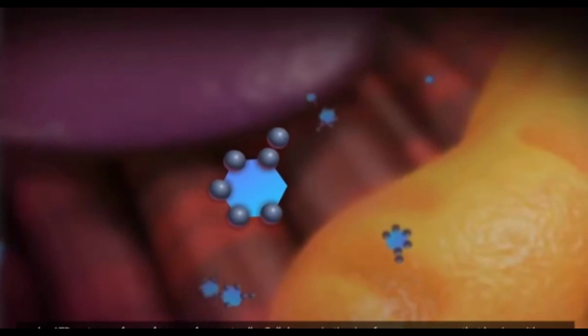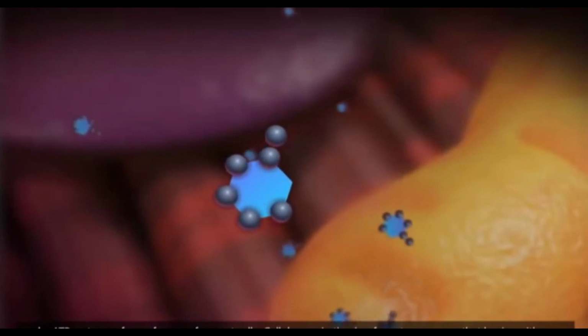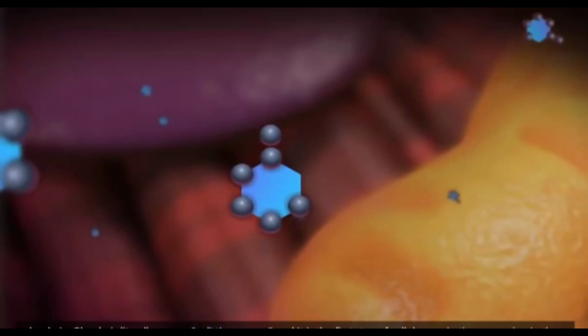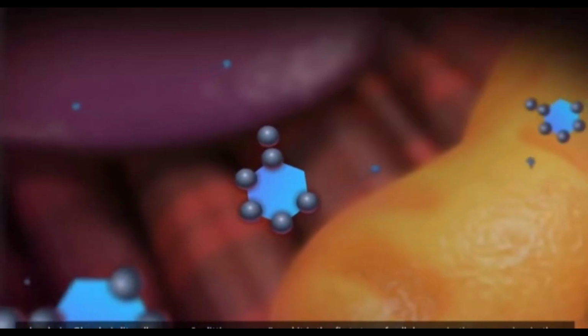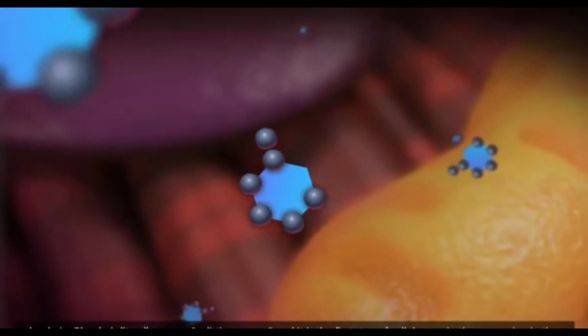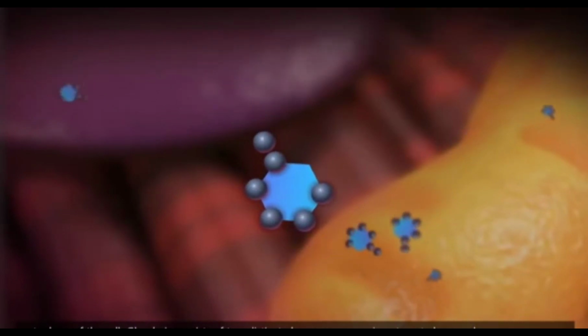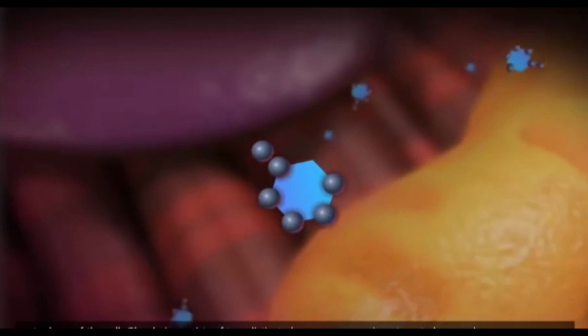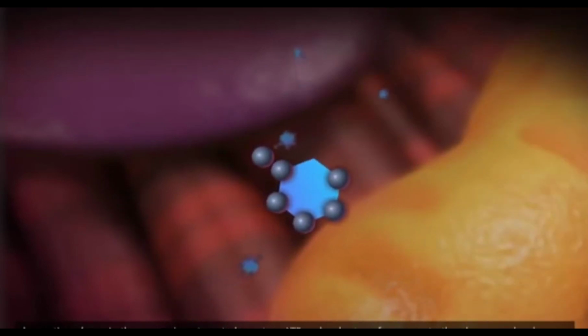Cellular respiration is a four-stage process that begins with glycolysis. Glycolysis literally means splitting sugars, and it is the first step of cellular respiration, occurring in the cytoplasm of the cell. Glycolysis consists of two distinct phases, an energy investment phase and an energy harvesting phase.